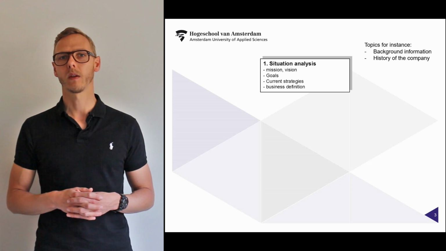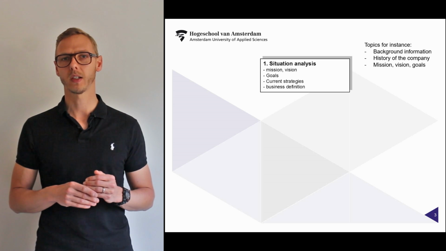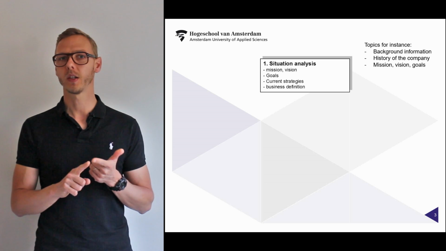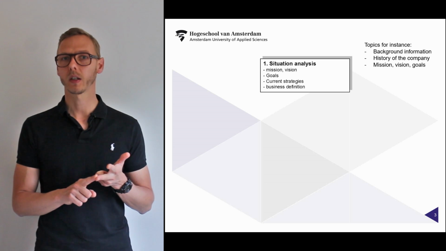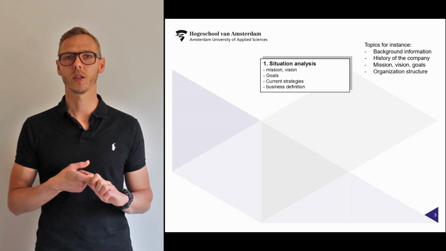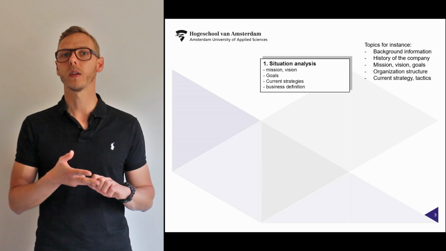After you wrote that down, you start with also describing more concrete things. For instance, the mission statement, the vision statement, the targets of the company, but also things like the organization structure, the organization culture, and the current strategies.